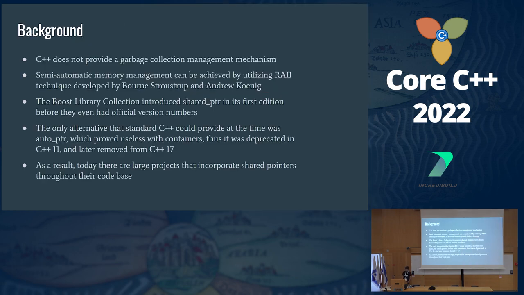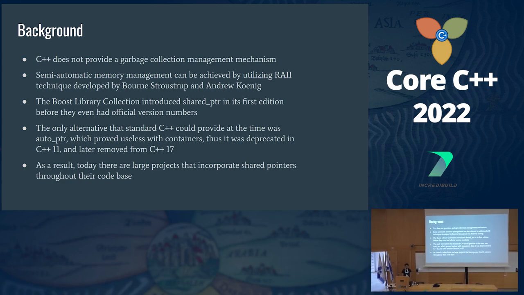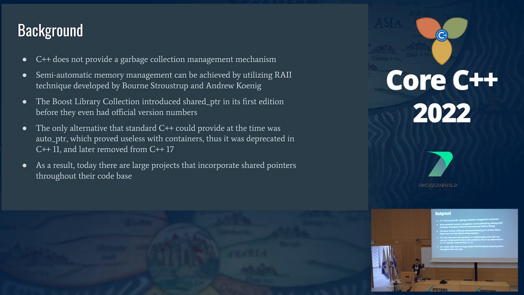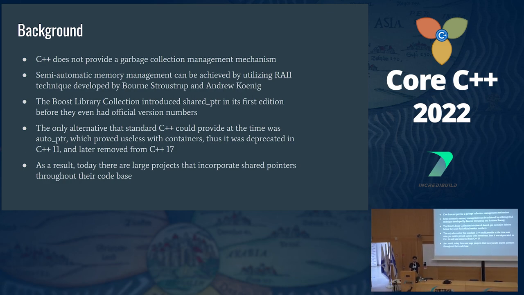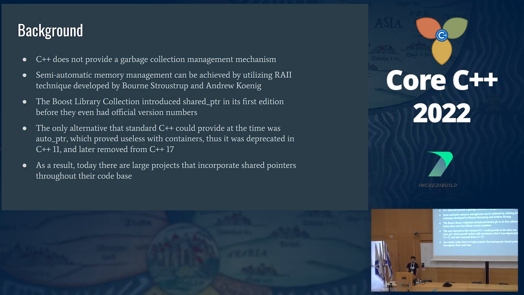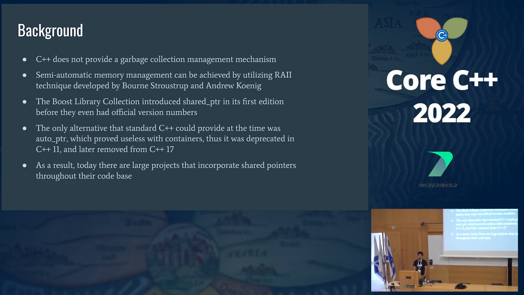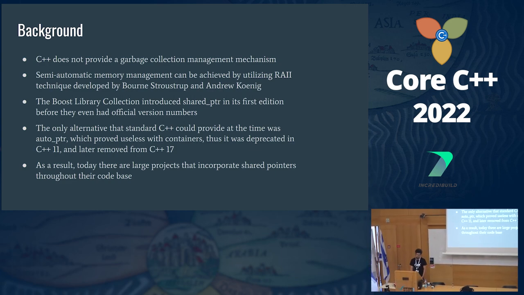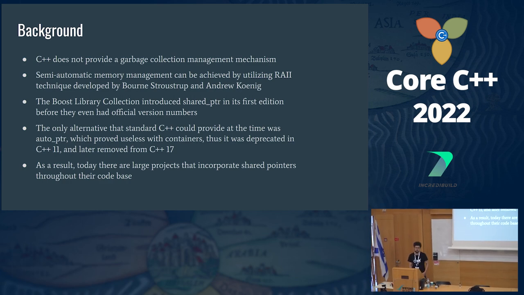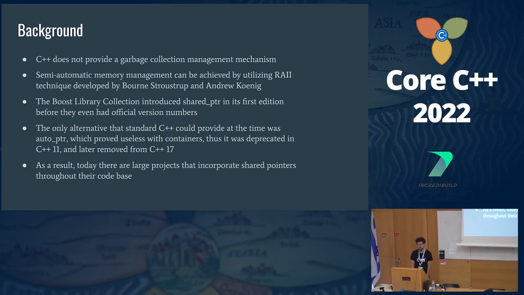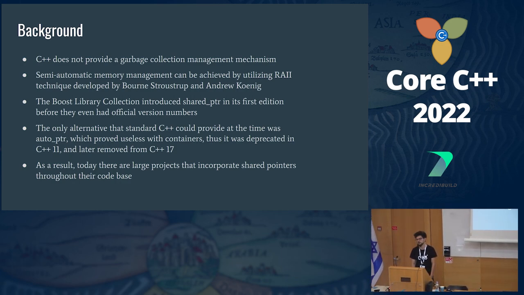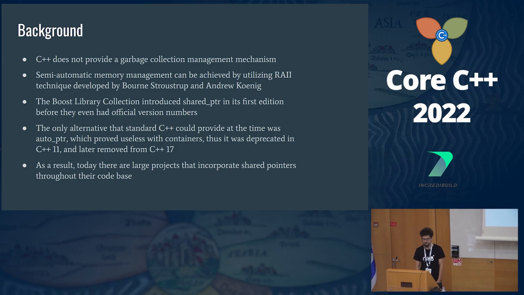So, a bit of background on shared pointers. As you guys probably know, C++ doesn't provide any garbage collection mechanism, and it has some semi-automatic management which can be achieved by a technique called RAII, with the weirdest name ever: Resource Acquisition Is Initialization, which was invented and coined by Bjarne Stroustrup and Andrew Koenig. The first version of shared pointer, as I know, came with the Boost library collection, and it existed even before they had official versions. You can check it on their website.